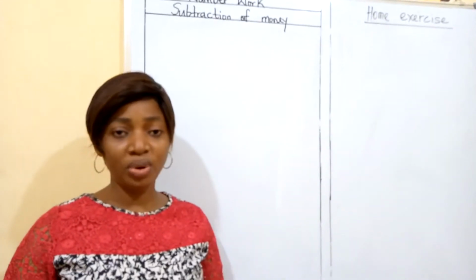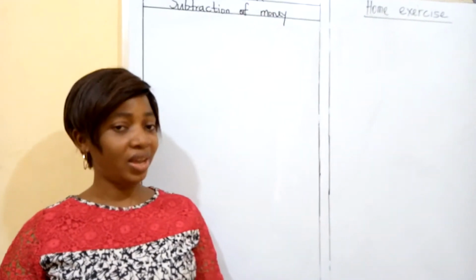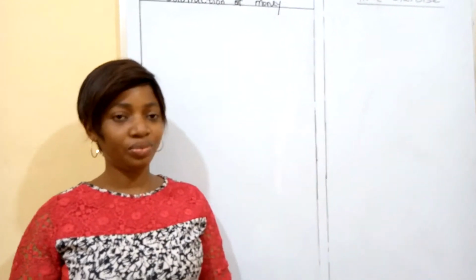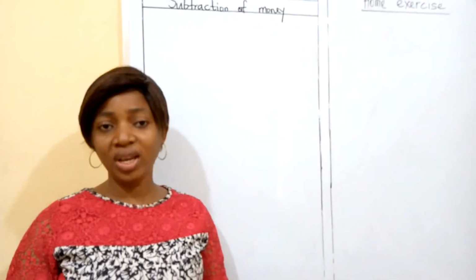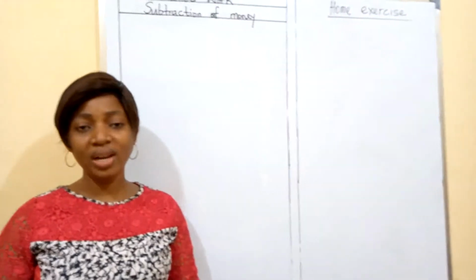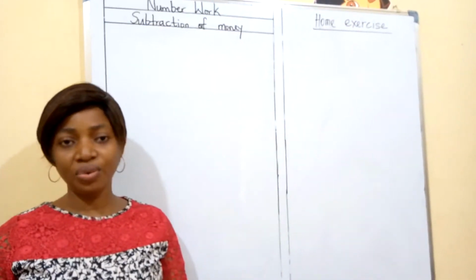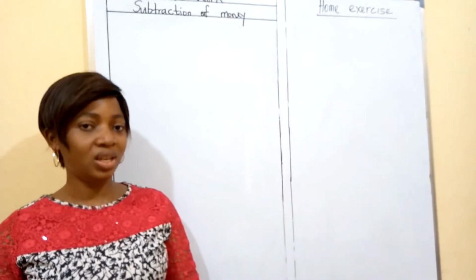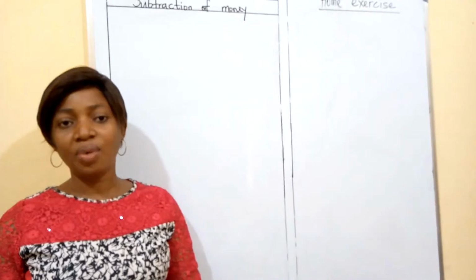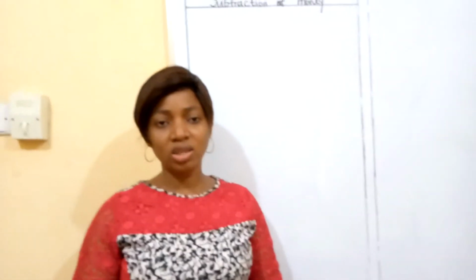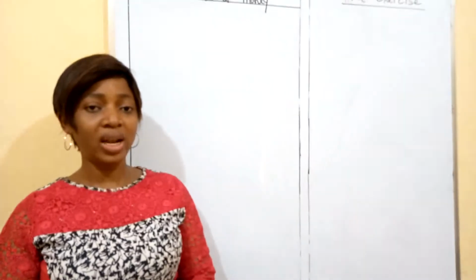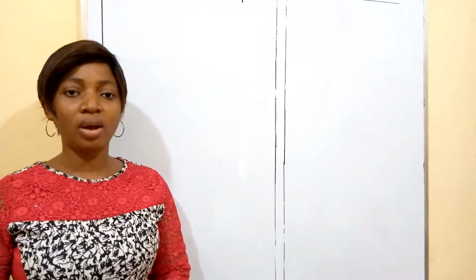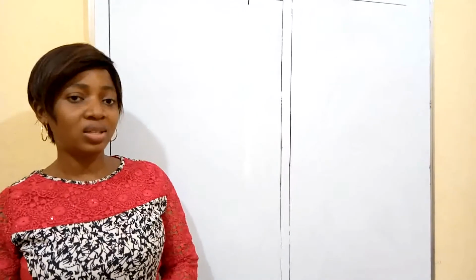Before we proceed, let's take a quick review of the previous lesson. Remember, we defined money as anything that is generally accepted for exchange of goods and services. We also looked at various currencies in Nigeria and the denominations as well. We also learned how to convert Naira to Kobo and Kobo to Naira. Now today, we'll be looking at subtraction of money.